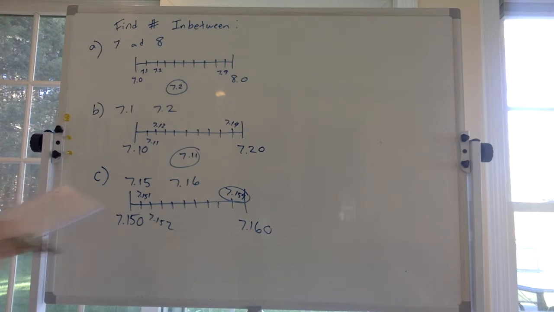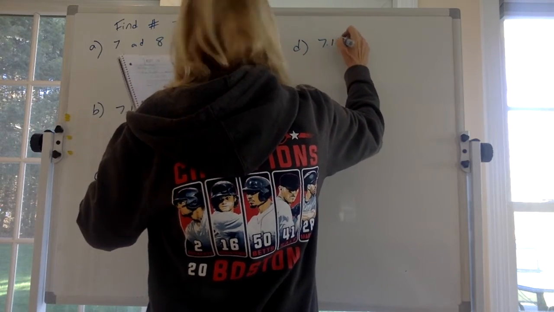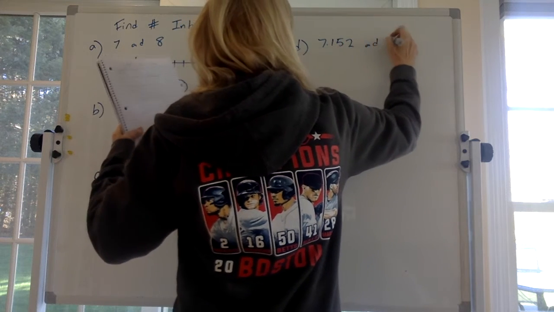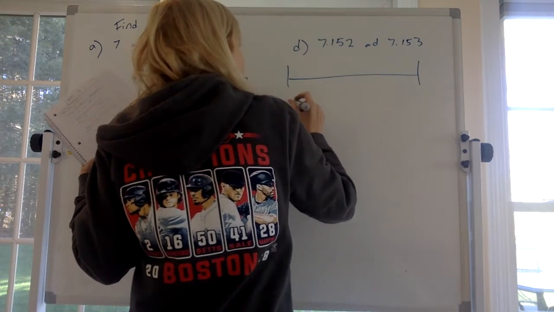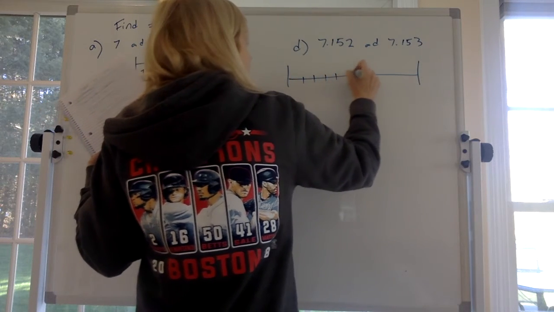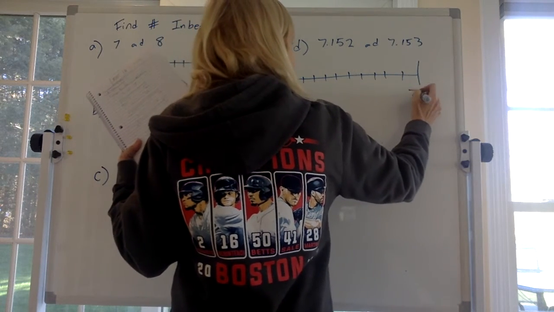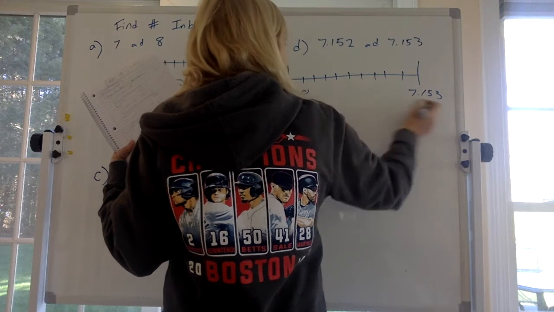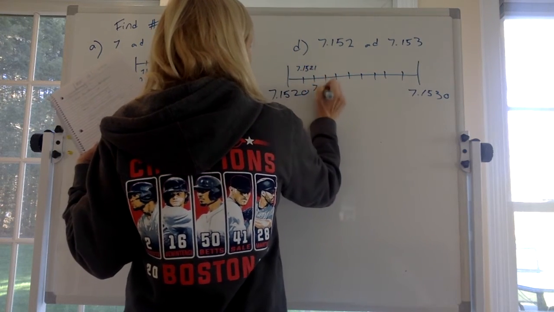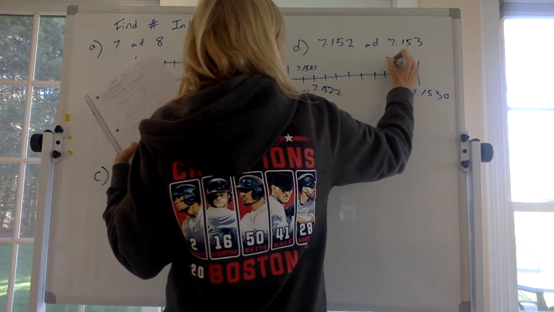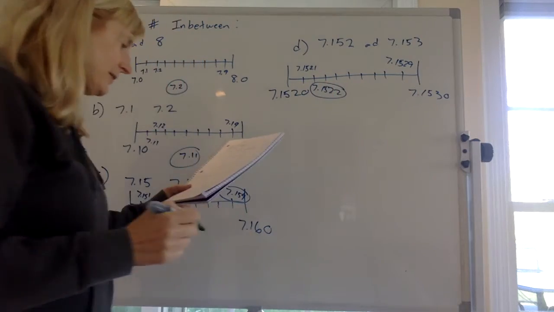Okay. How about if I gave you these two numbers, 7.152 and 7.153? Ooh, how are we going to do that? Same thing. You do a number line, two big tick marks on the ends, 9 in between. Label the two ends, the two numbers that were given. Add a 0, add a 0. I find it easier if I add that 0. All the way up to 7.1529. Okay, we could pick out any of these numbers. Okay, get the gist of it.